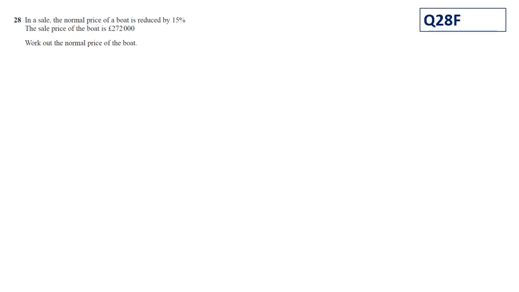Okay, so we know that the original price of the boat has been reduced by 15%. So whatever the original price was, we know that that represented 100%. We don't know what that original price is. That's what we're trying to find out. We do know though, after it was reduced by 15%, the value of the boat was £272,000. So after the boat was reduced by 15%, that percentage overall represents 85%, and that 85% of the original price is worth £272,000.